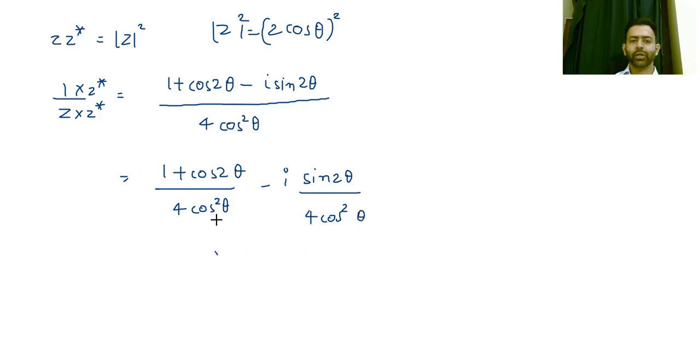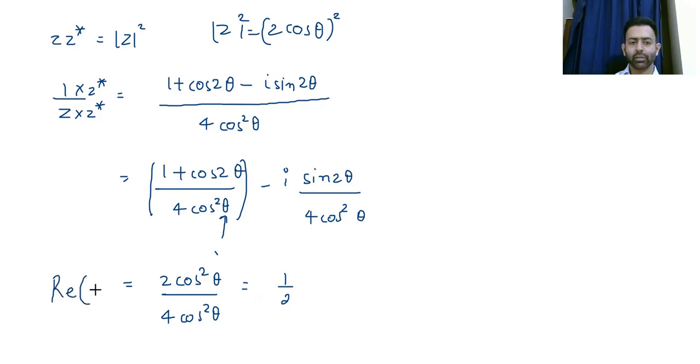Now this real part we have to concentrate on. Again, we use the double angle formula for 1 plus cos 2 theta, because in the denominator we have a single angle, and in the numerator we have a double angle. So obviously we have to replace cos 2 theta in terms of theta. Writing 1 plus cos 2 theta as 2 cos square theta, and in the denominator we have 4 cos square theta, so it is just 1 by 2. So the real part of 1 over z is half, which is a constant.